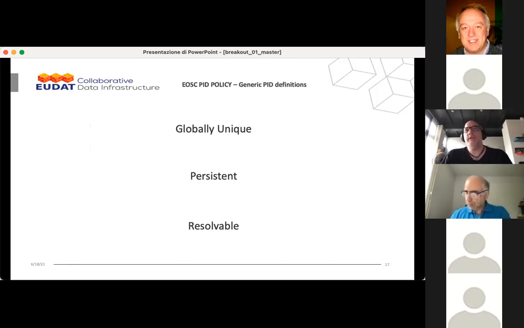If you look at the generic definitions, PIDs should be globally unique. And I think the PIDs which we assign are globally unique. We make use of the handle system. Therefore, the prefixes which we use are globally unique. And we also recommend that for the suffix, you use the UUID, which is a random string, to make the suffix globally unique too. So therefore, the PIDs are globally unique.